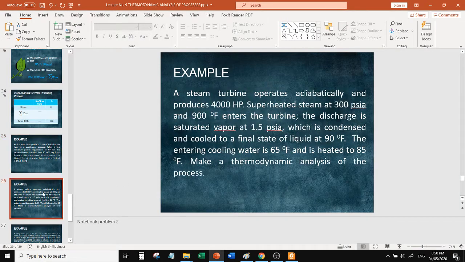Okay, for this video, we will solve the next problem. A steam turbine operates adiabatically and produces 4,000 horsepower. Superheated steam at 300 psia and 900 degrees Fahrenheit enters the turbine. The discharge is saturated vapor at 1.5 psia, which is condensed and cooled to a final state of liquid at 90 degrees Fahrenheit. The entering cooling water is 65 degrees Fahrenheit and is heated to 85 degrees Fahrenheit. Make a thermodynamic analysis of the process.